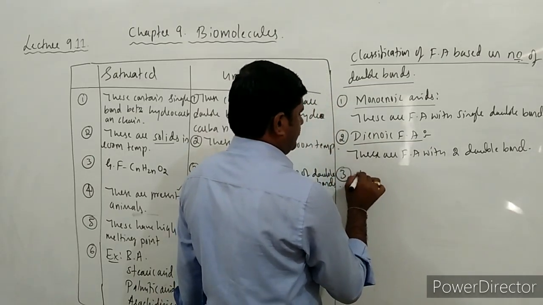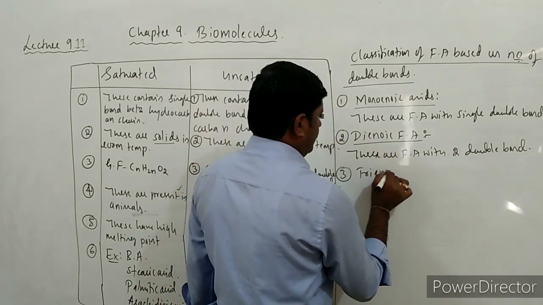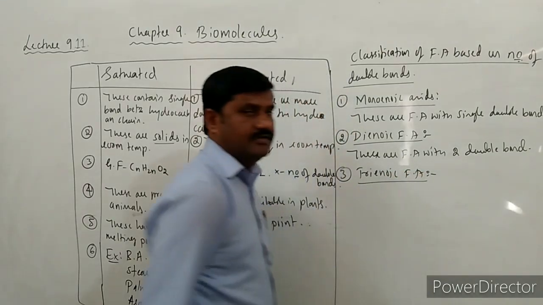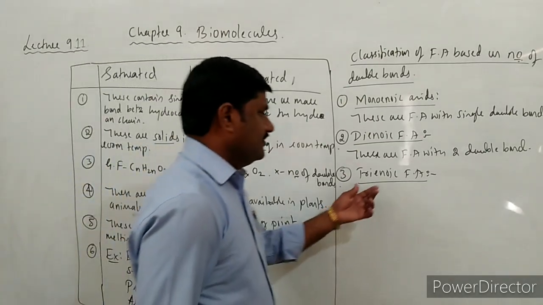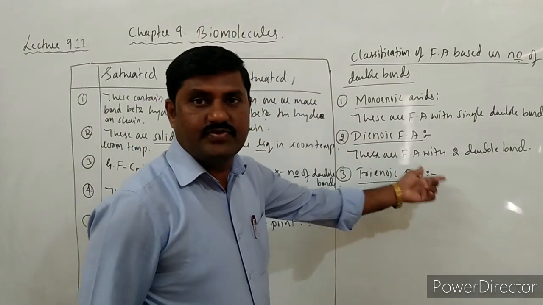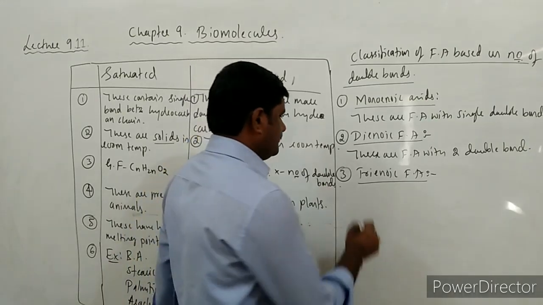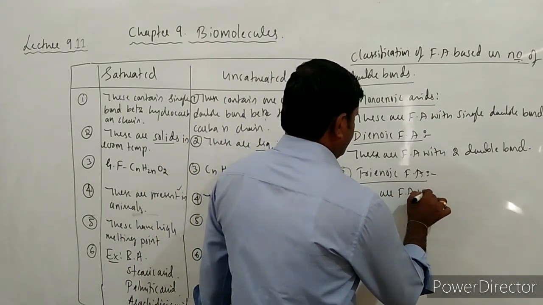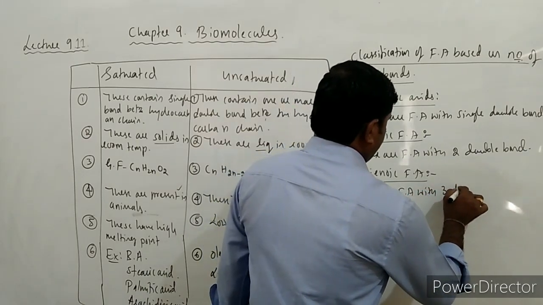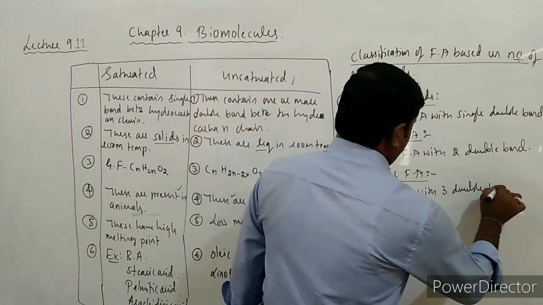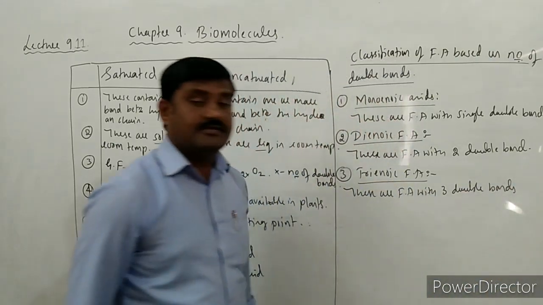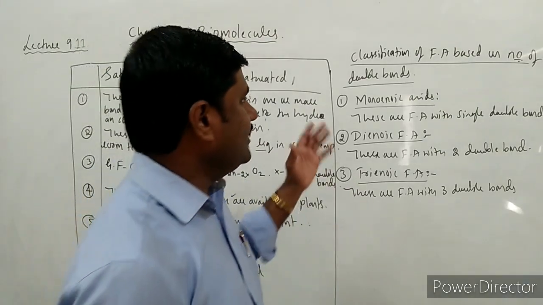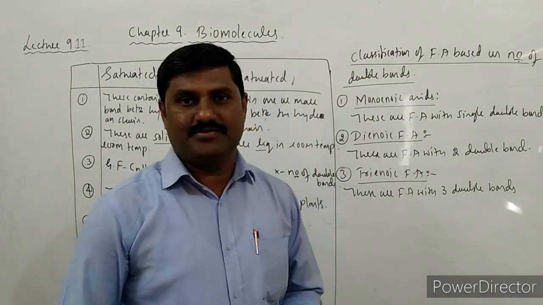And third one, trienoic fatty acids. What are these trienoic fatty acids? These are the fatty acids with 3 double bonds, called trienoic fatty acids. So this is how fatty acids are also classified this way.